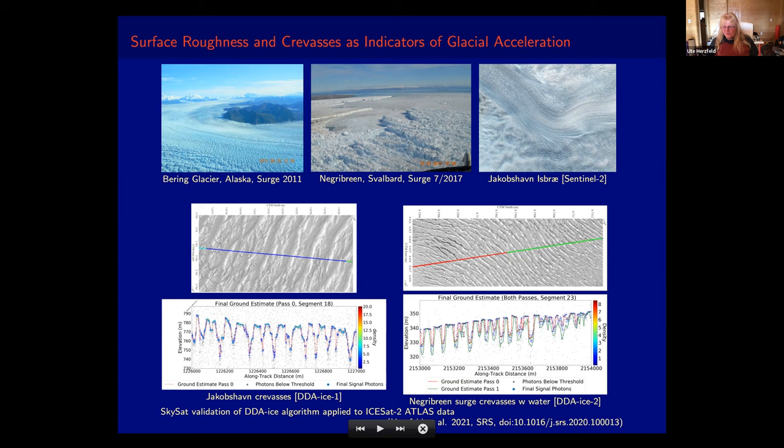There is an algorithm called DDA ICE2, which runs the algorithm twice, and then you can see secondary surfaces in it. And we also have something that we call the DDA ICE bifurcate, which we've used to map melt ponds on the sea ice. And that actually works pretty well.